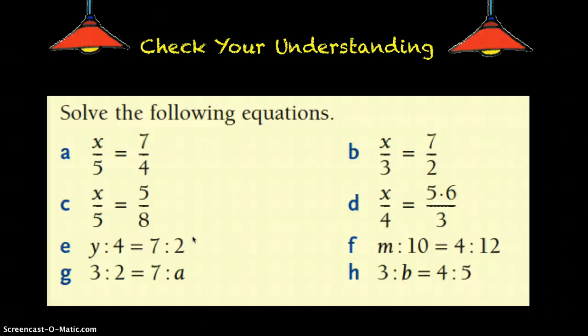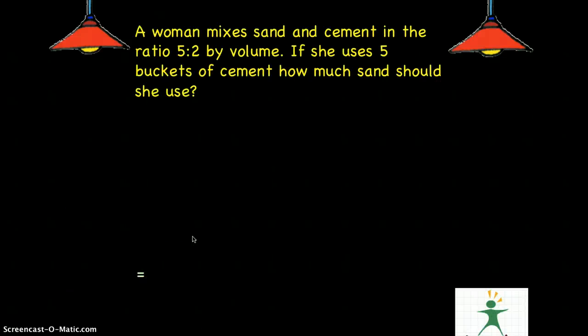Okay, so let's now have problem solving. A woman mixes sand and cement in the ratio 5:2 by volume. If she uses 5 buckets of cement, how much sand should she use? Okay, so I'm going to give you two methods. For method 1, it's making sense of it.